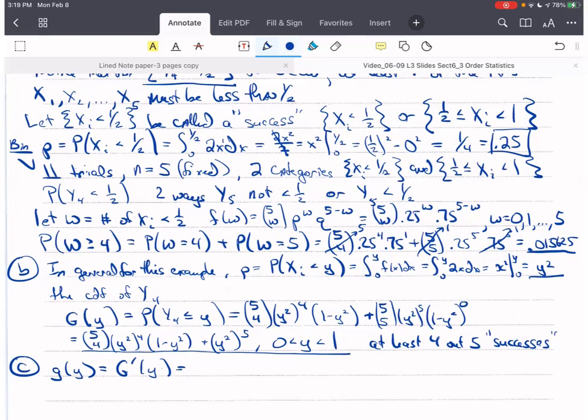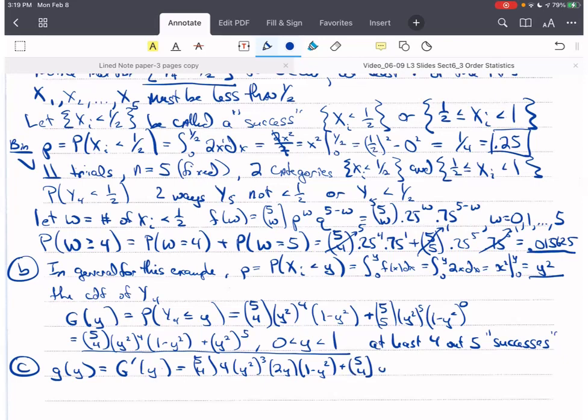I'm going to leave the 5 choose 4 out in front. Then I have to take the derivative of the y squared term. We're going to use the product rule, so I'm going to leave the 1 minus y squared alone at first, because I have to take the derivative of the first times the second, plus the derivative of the second times the first. So we've got the 5 choose 4, and then the derivative of y squared to the fourth is going to be 4 y squared to the third, and then the chain rule, 2y, and then times 1 minus y squared.